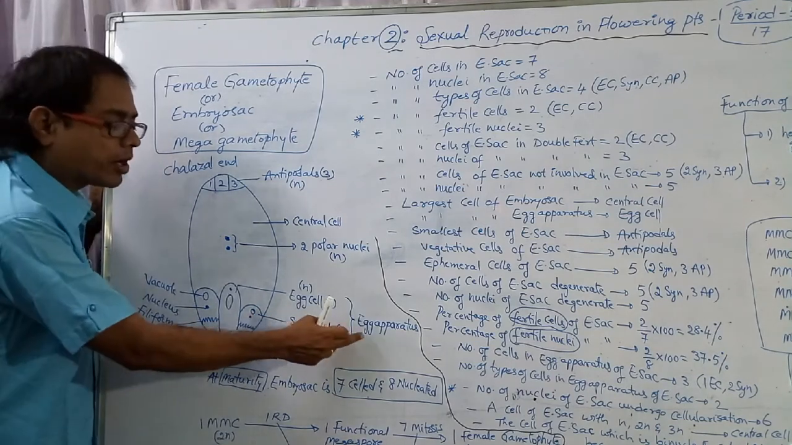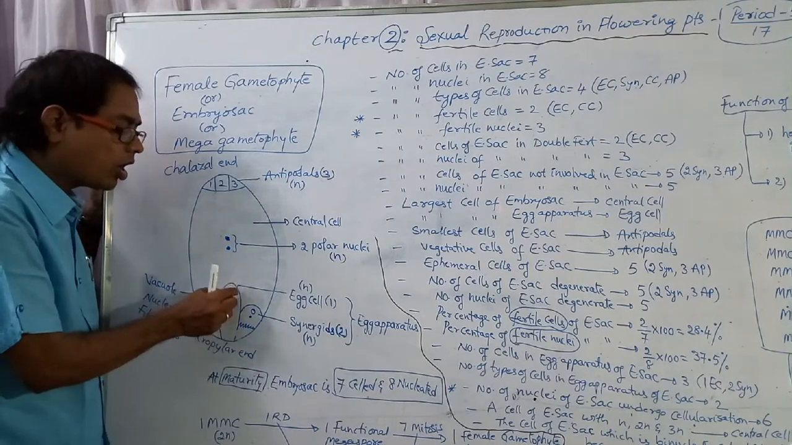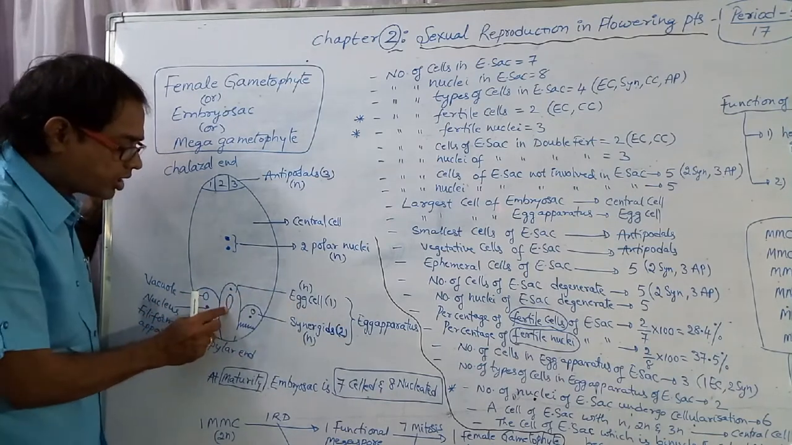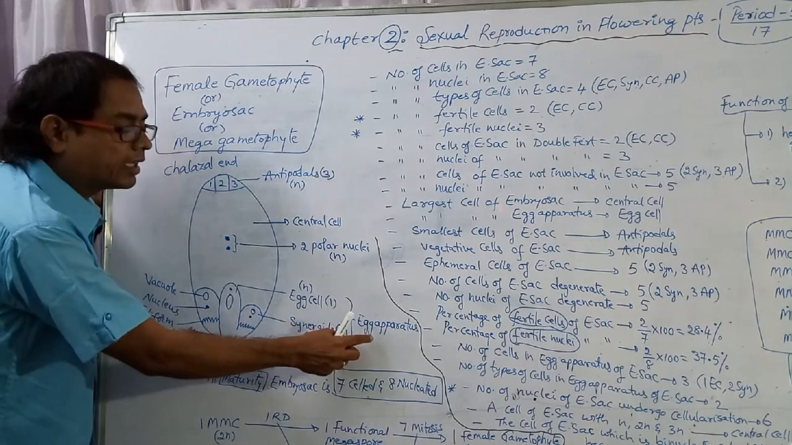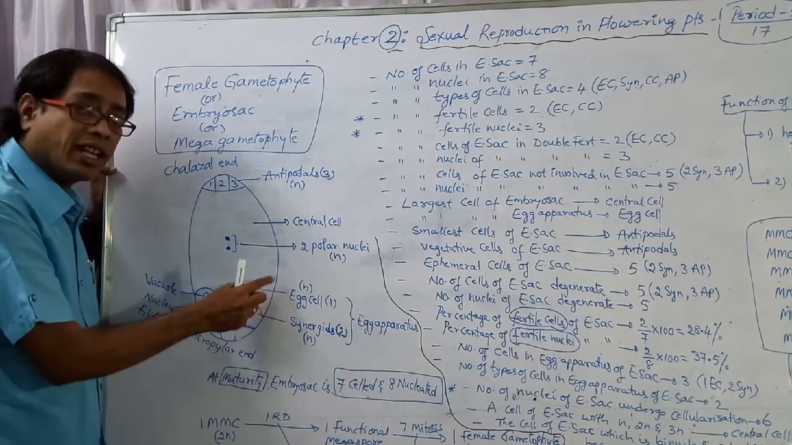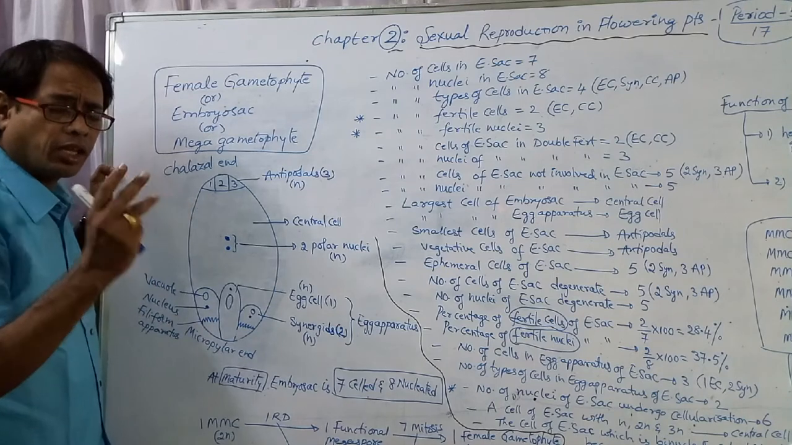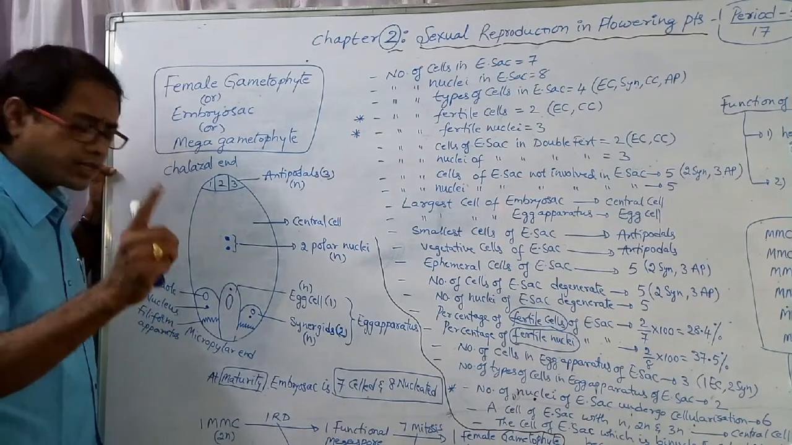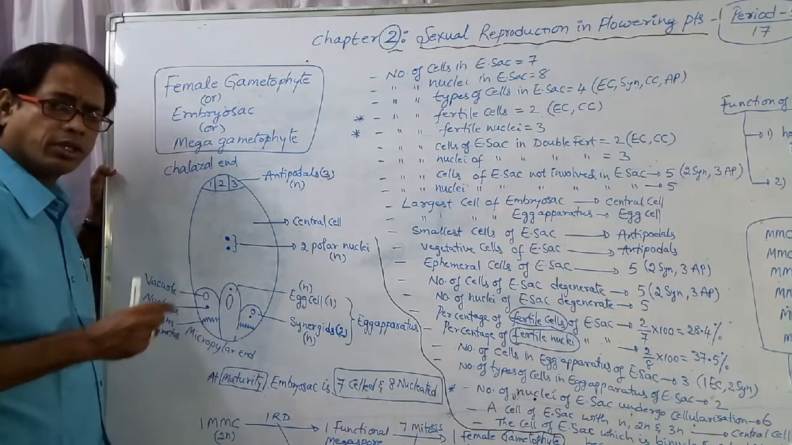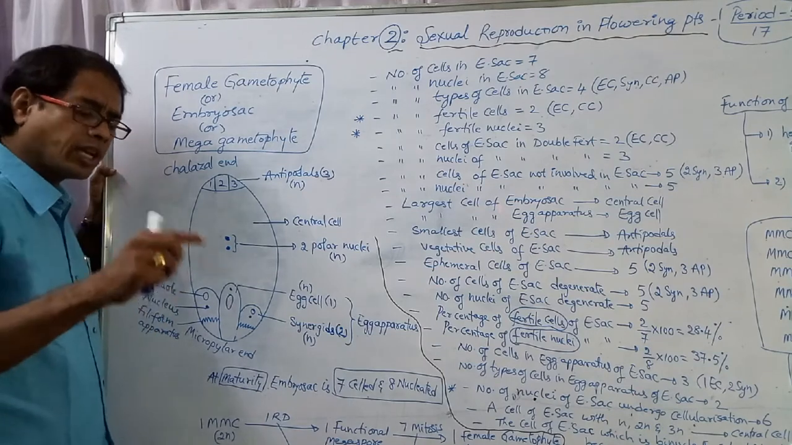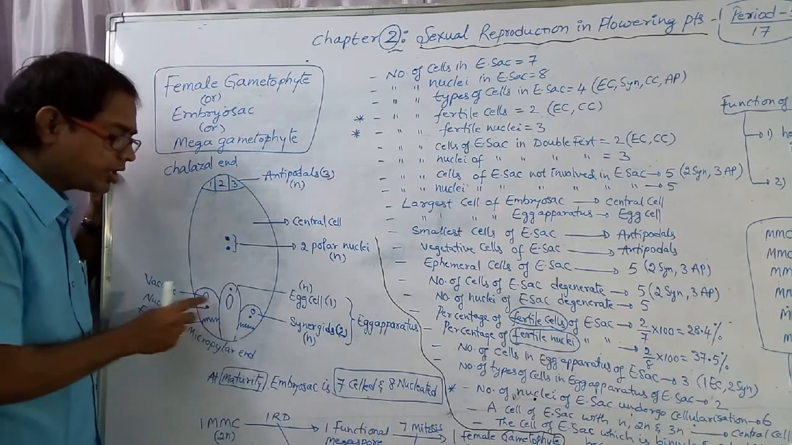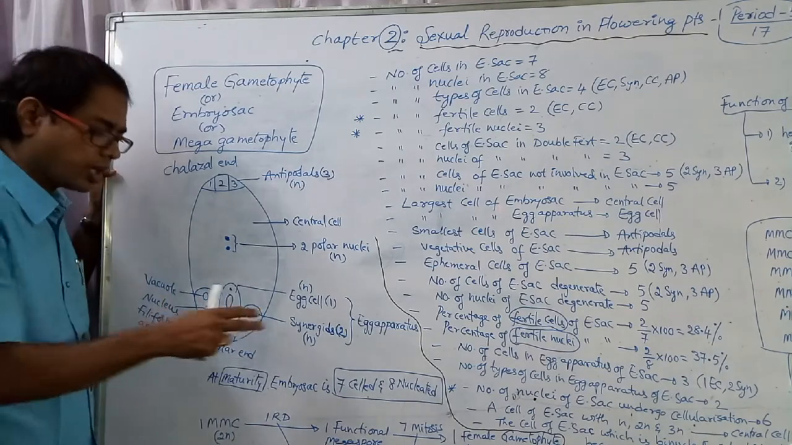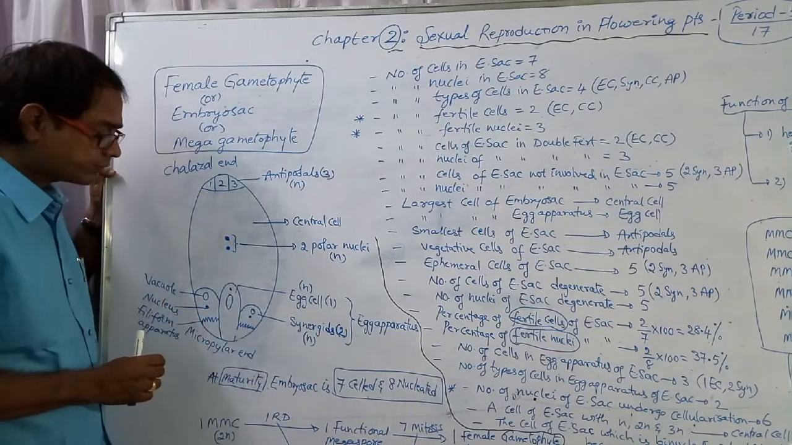This egg apparatus contains a central cell called the egg cell. On either side of the egg cell, 2 synergids are present. In the egg apparatus, the number of cells present is 3: 1 egg cell and 2 synergids. Number of types of cells in the egg apparatus: egg cell is 1 type, synergids are 1 type. So there are 2 types of cells in the egg apparatus.